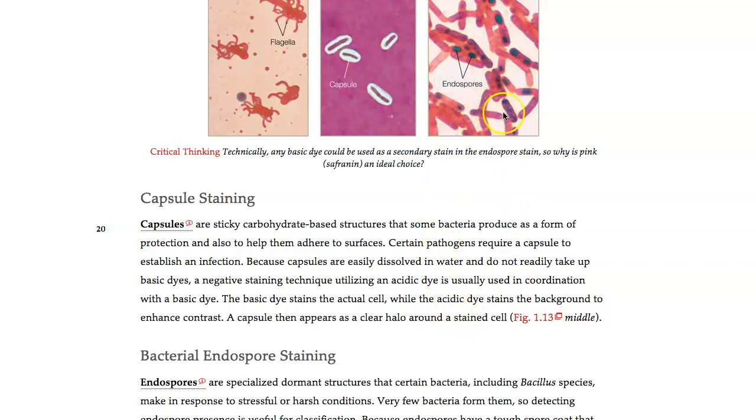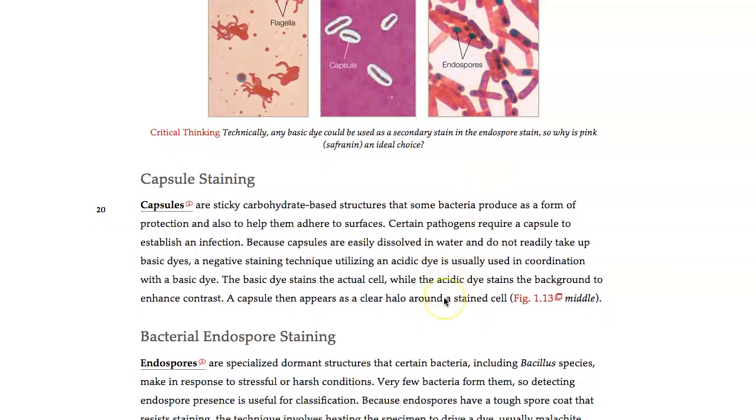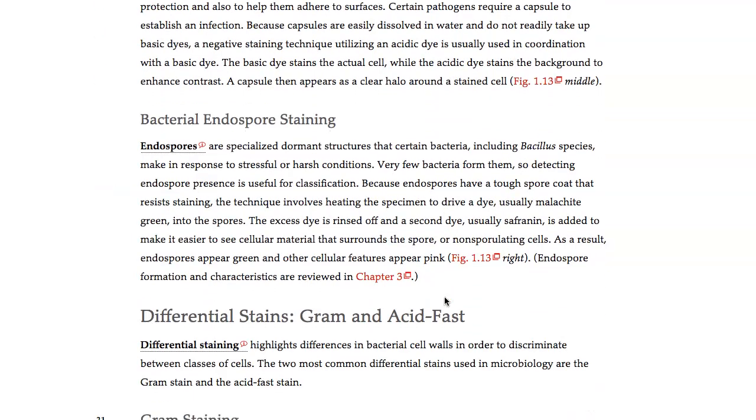Here we're using two stains so that we can use one stain that helps us visualize the endospores, and then we're using safranin, a pinkish red stain, to look at the actual morphology of the bacterial cell.